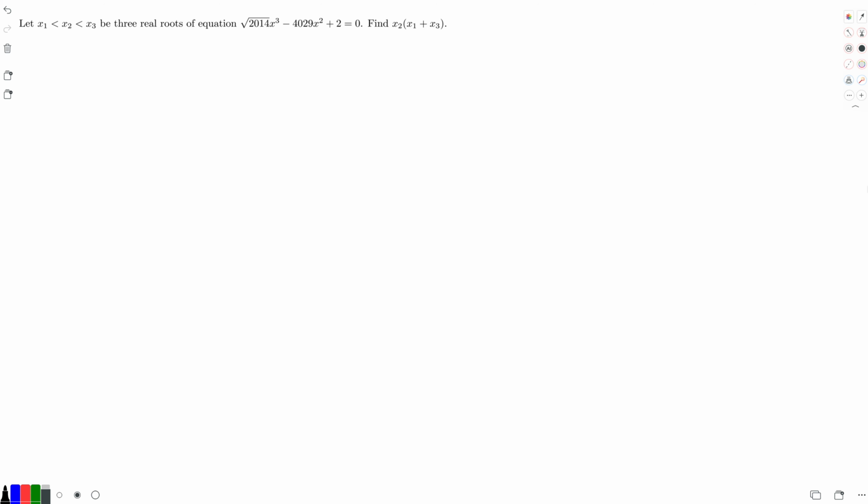The math over here, and this is the 2014 AIME 1 problem 9. Here's a view of this problem. Let x1 less than x2 less than x3 be the three real roots of the equation root 2014 x cubed minus 4029 x squared plus 2 is equal to 0. Find x2 times (x1 plus x3).